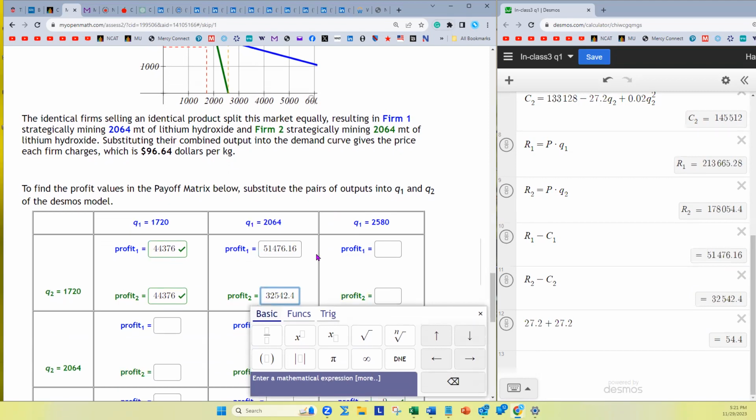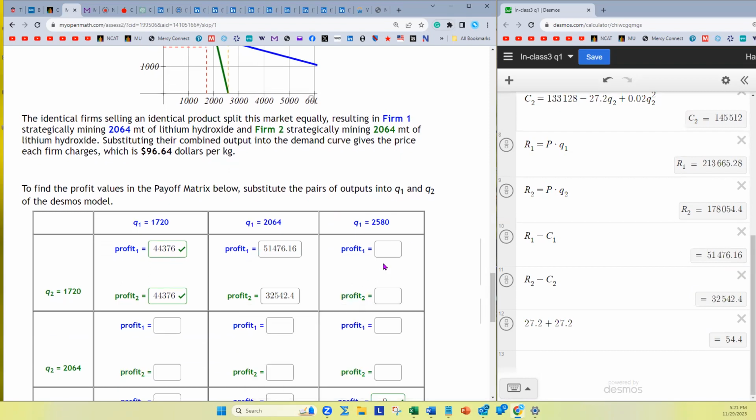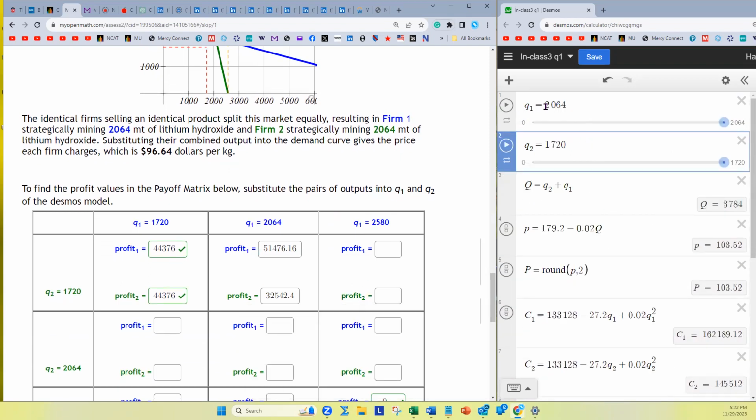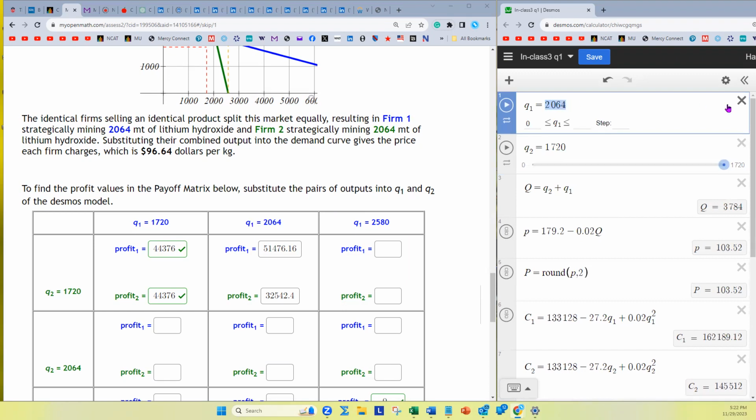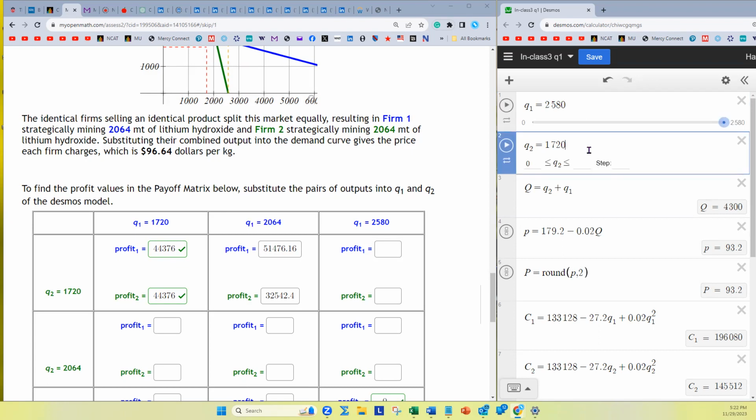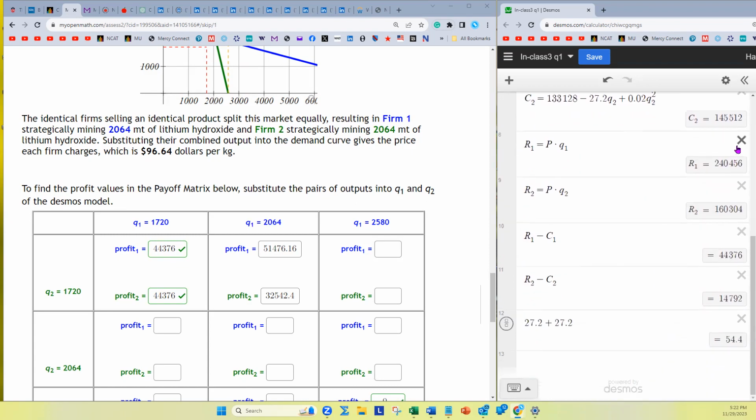When firm one cheats, its profit goes up. Firm two doesn't cheat on its cartelling agreement, so it gets punished. All right, let's go further. Let's increase firm one's output to 2580. When we do, it further cheats on the cartel agreement, while firm two is holding steady on that agreement. What are the profits?